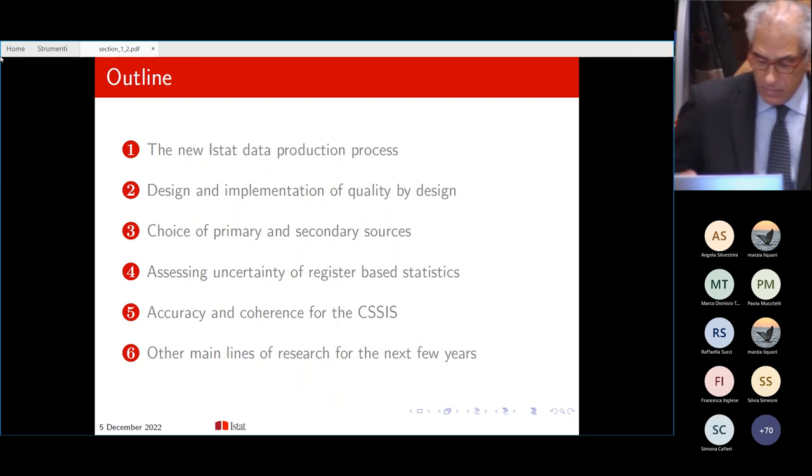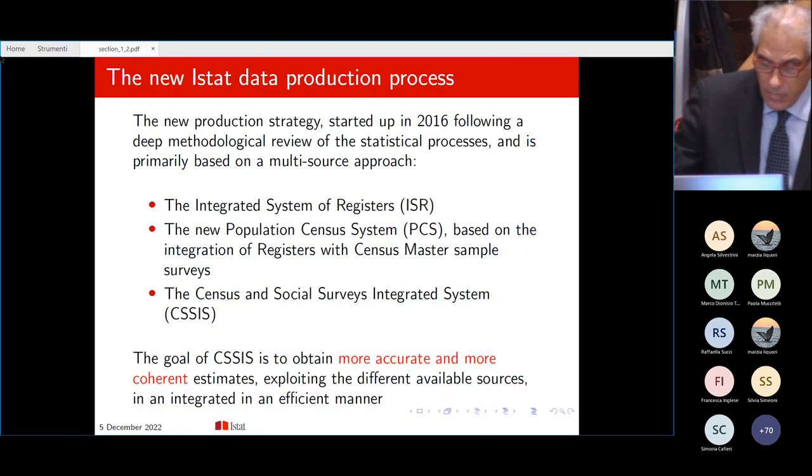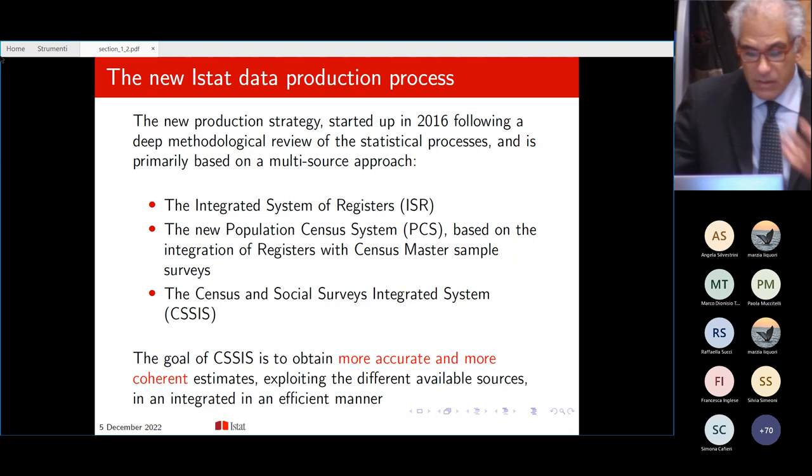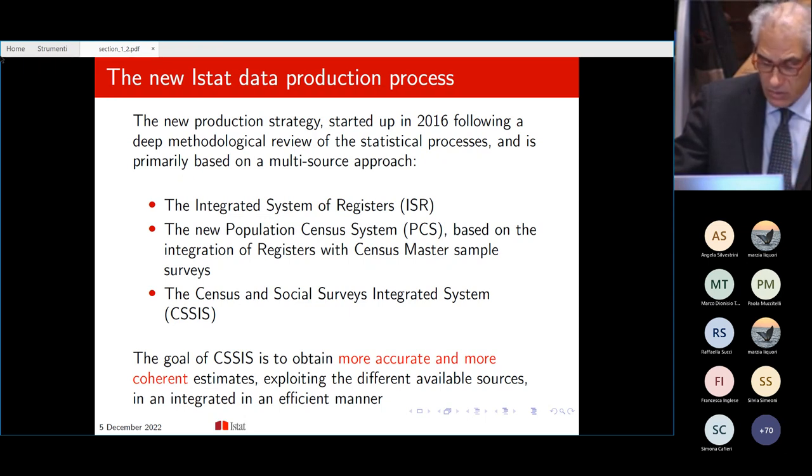quality by design topic. So we have also the description of the census we have just already done, which is the emblematic case of multi-source estimation process, and similar process like census, population census, may be developed, may be produced for example, for other census like agricultural census and other permanent census of this type. We have the three pieces of information: integrated system register, new population census and census and social surveys. So we have the surveys and the register.